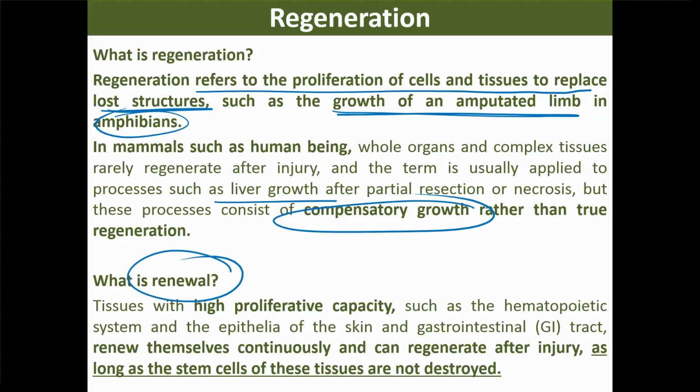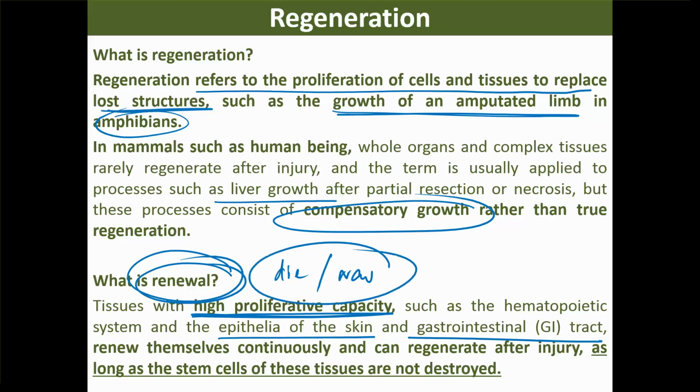So what is renewal? In renewal, normally the cell is replaced once the cell dies, because the cell has high proliferative, high division capacity. Example, epithelia of the skin and gastrointestinal tract. Remember, the difference between renewal and regeneration is that regeneration happens after injury. Renewal happens at a normal level, because when the cell attains a certain age, it will die and a new cell will come. So this is a normal process. But this new cell will come only if the stem cells are there. If the stem cells are destroyed, then regeneration is stopped.